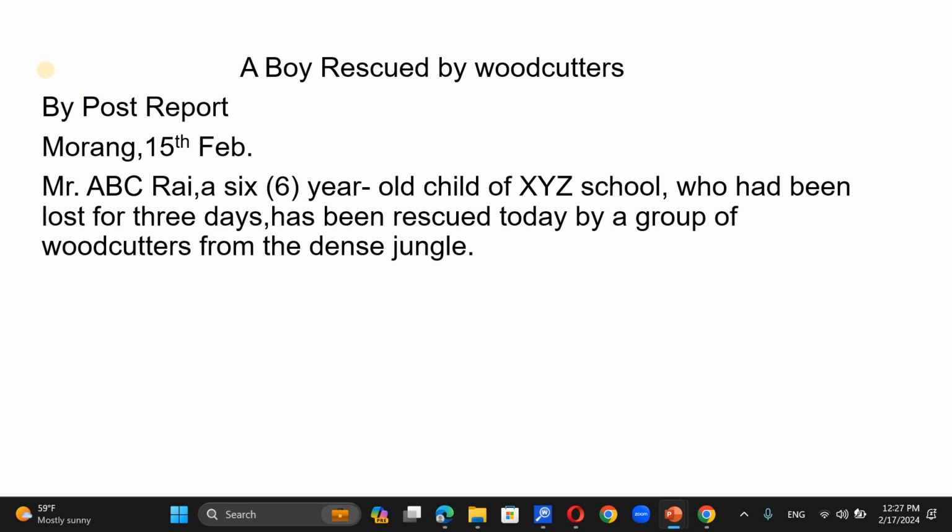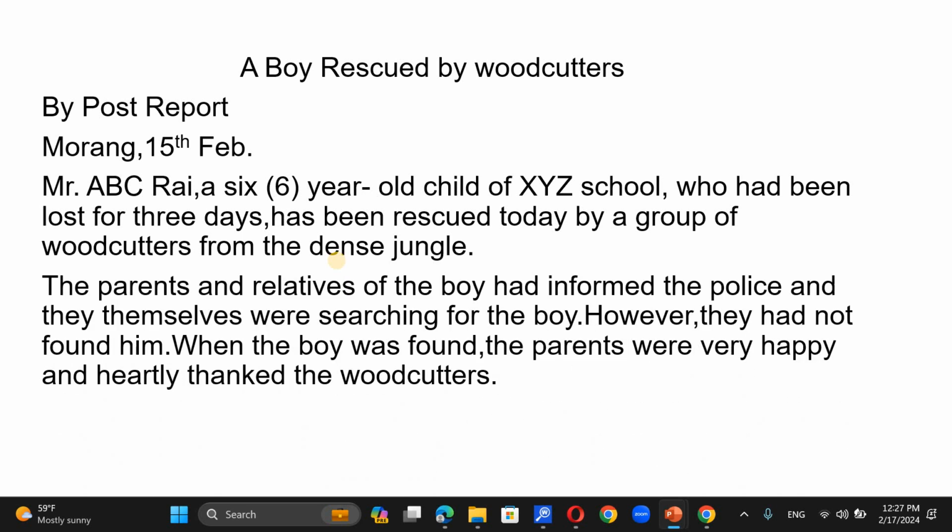You can write like this: Mr. ABC Rai, a 6-year-old child of XYZ school, who had been lost for 3 days, has been rescued today by a group of woodcutters from the dense, thick jungle. The parents and relatives of the boy had informed the police, and they themselves were searching for the boy. However, they had not found him. When the boy was found, the parents were very happy and heartily thanked the woodcutters. So this is one model news report, dear students.